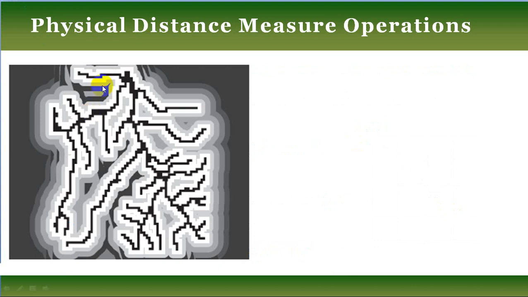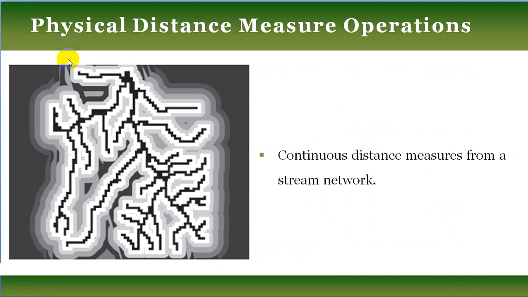So this is one example. This is a stream network, or you can say river tributaries. Based on these river tributaries, this is the physical distance measurement performed by computer. As you can see in this figure, this is one distance, another, and the distance measure keeps going. These are the source cells. Here the source cells are the river tributaries or stream network.